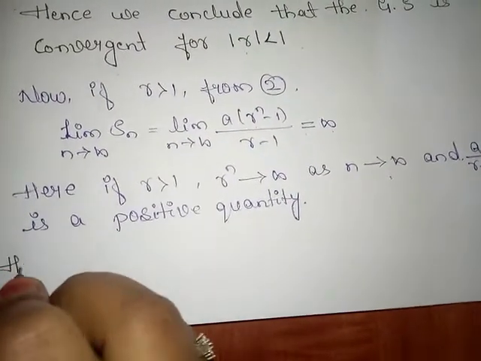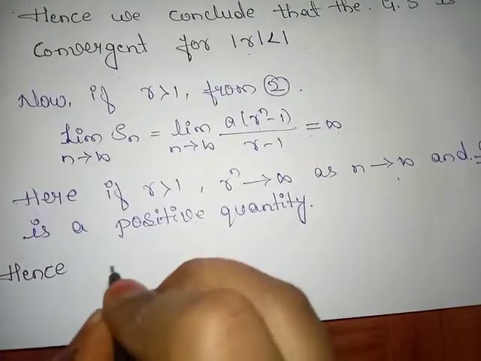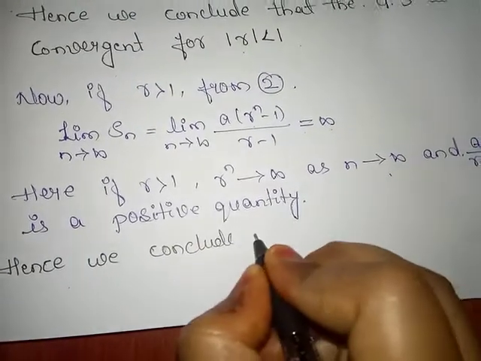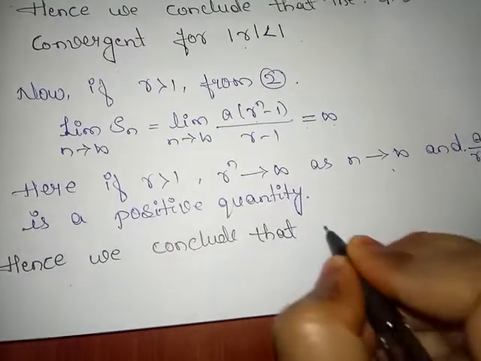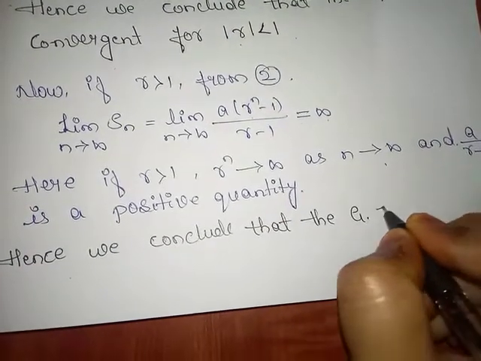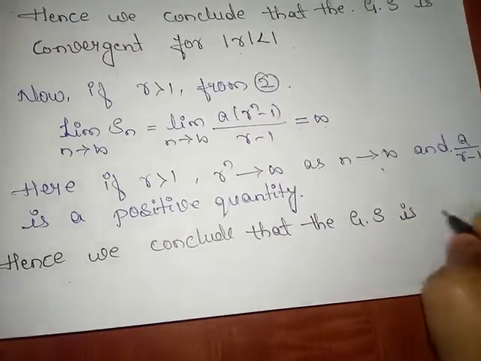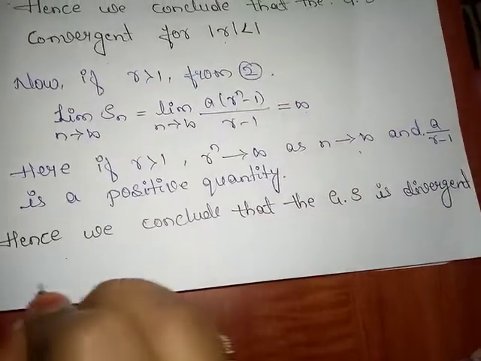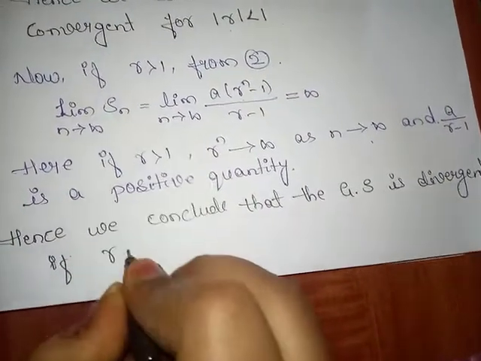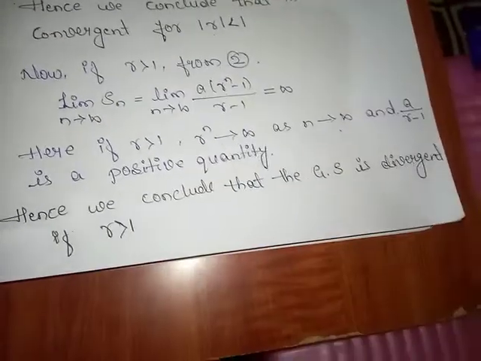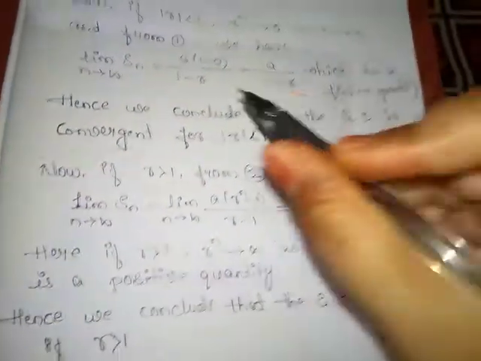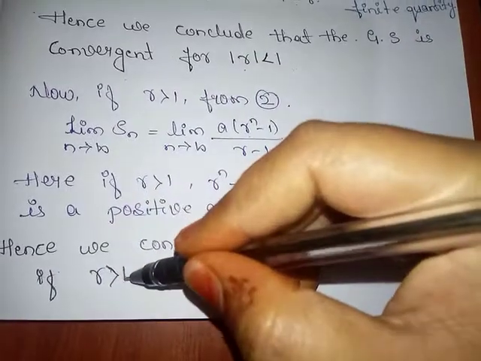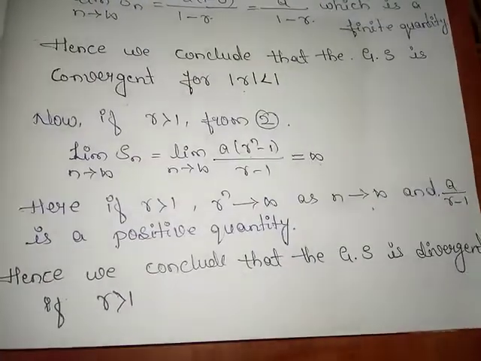Hence, we conclude that the geometric series is divergent if r is greater than 1. You have to remember these results. Means when r is less than 1, the geometric series is convergent. When r is greater than 1, the geometric series is divergent.